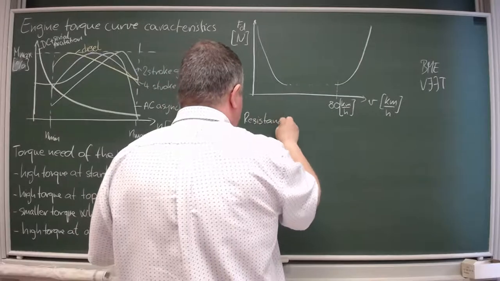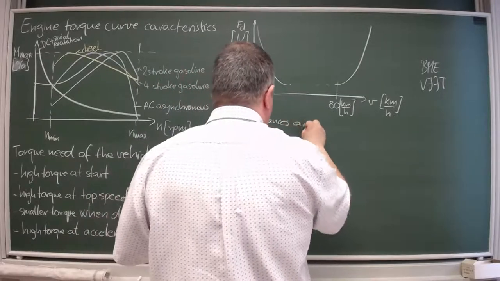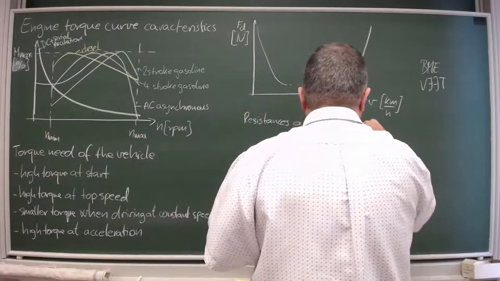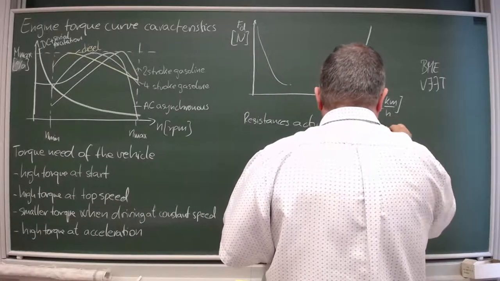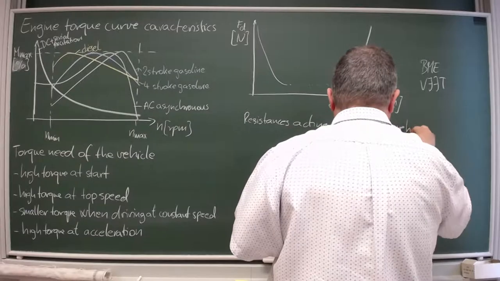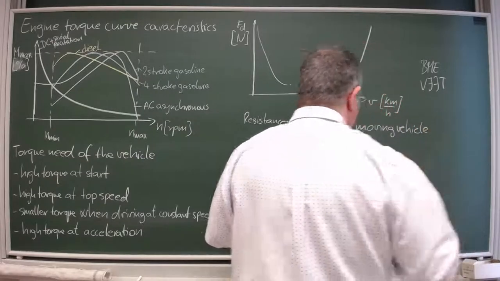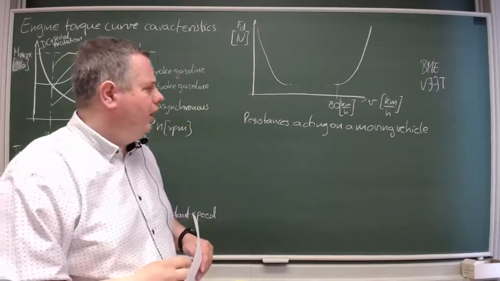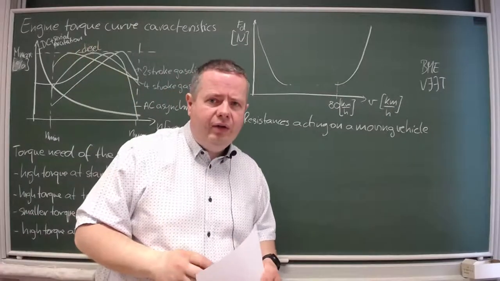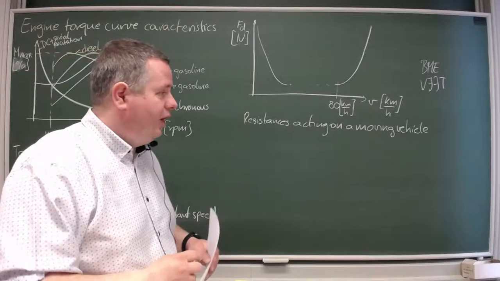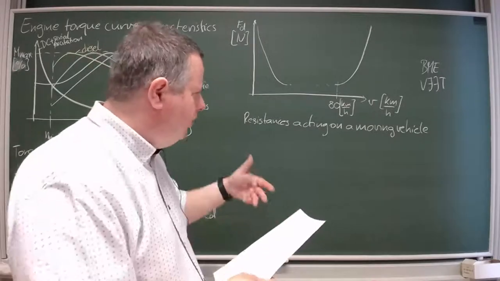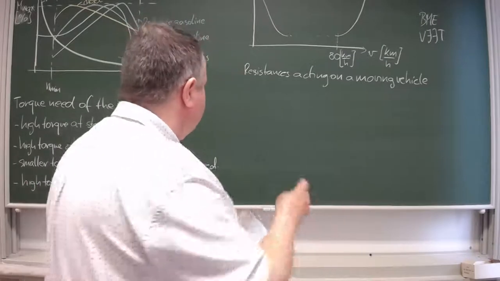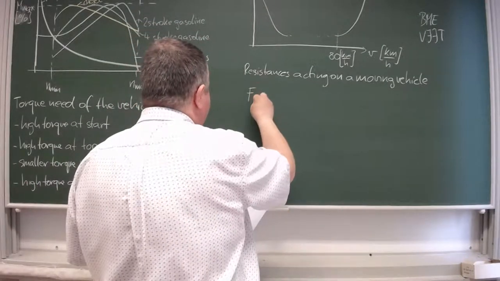Resistances acting on a moving vehicle, independently of the type. Bicycle, car, railway vehicle, ship, airplane, independently. The theory, and not theory, but the basics to understand.